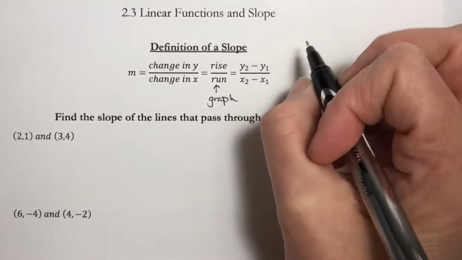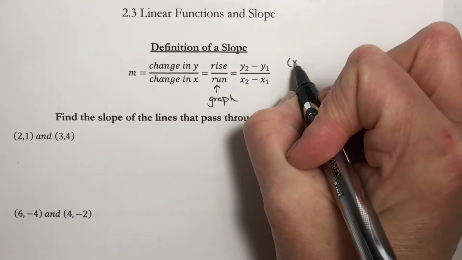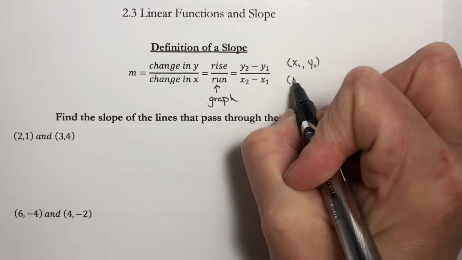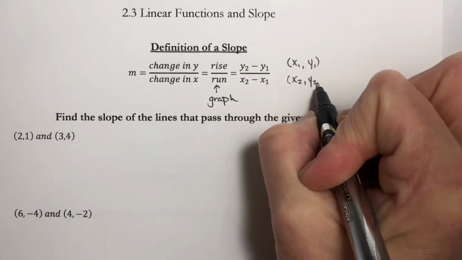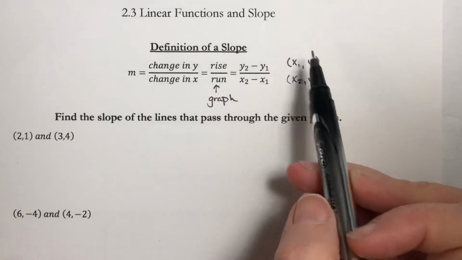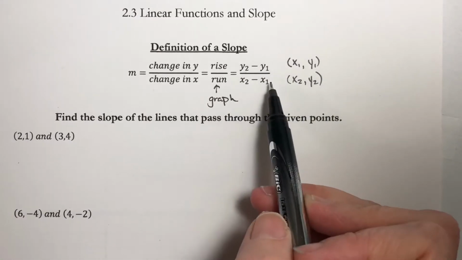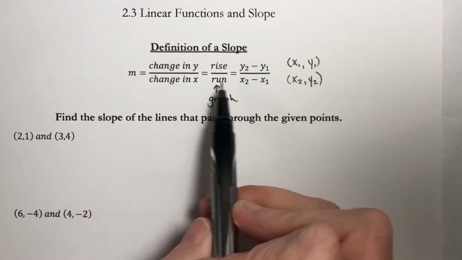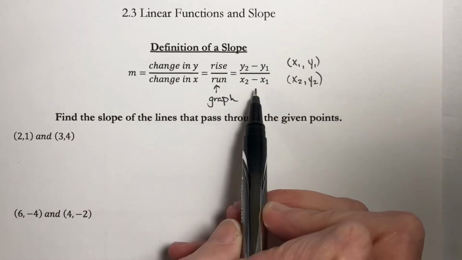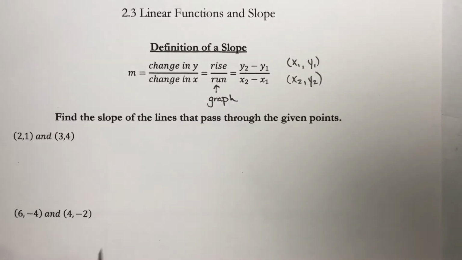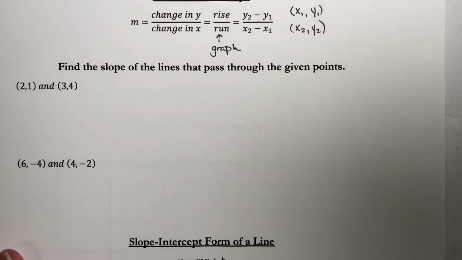We use this when we have 2 points, where one point would be x1, y1, and the other point is x2, y2. Okay? So if we're asked to find the slope of the line that connects these 2 points, this is what we will use. These are all saying exactly the same thing. It's just different viewpoints, different ways of looking at it. So let's look at our first couple of problems.